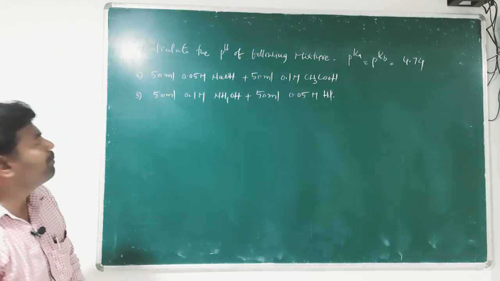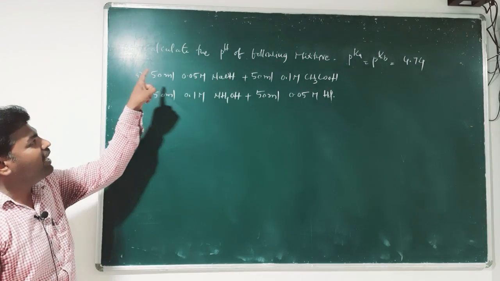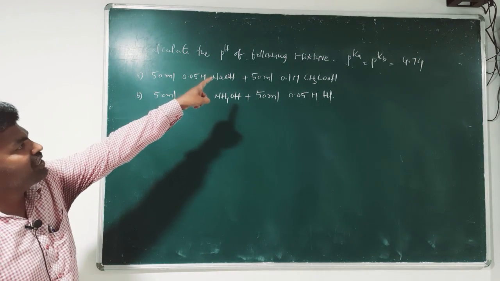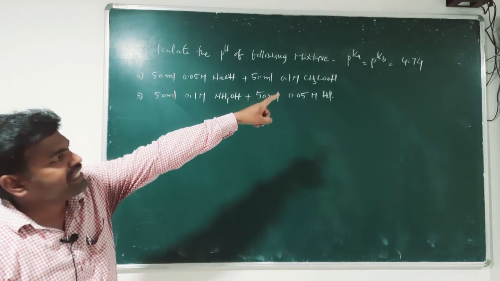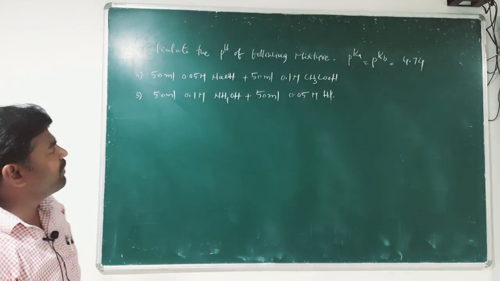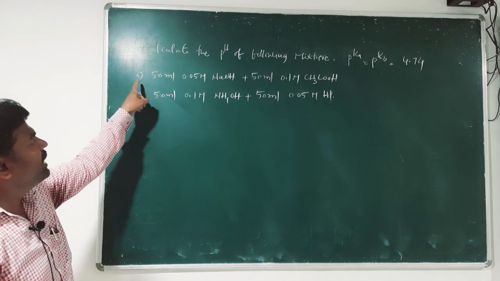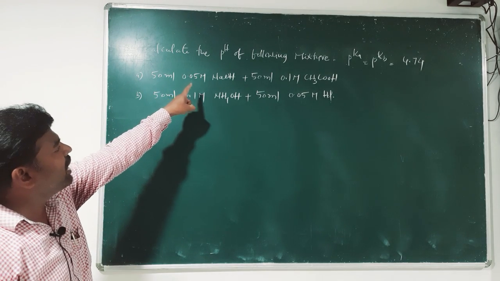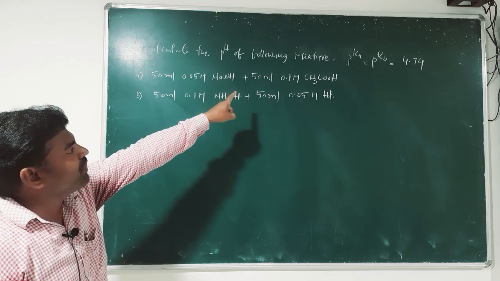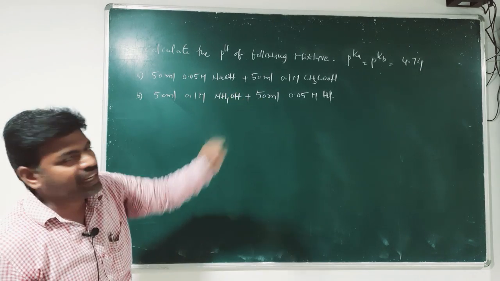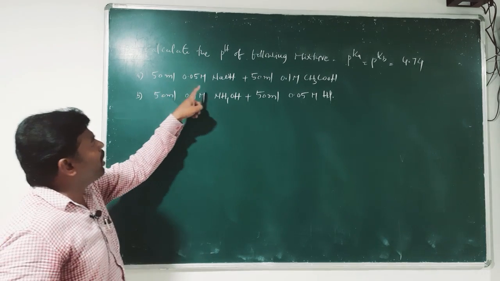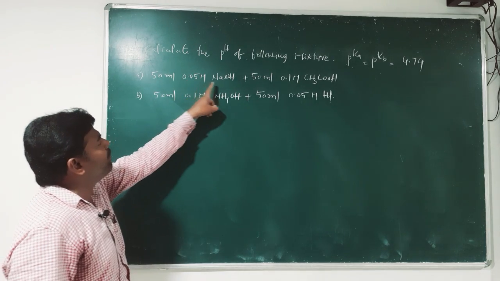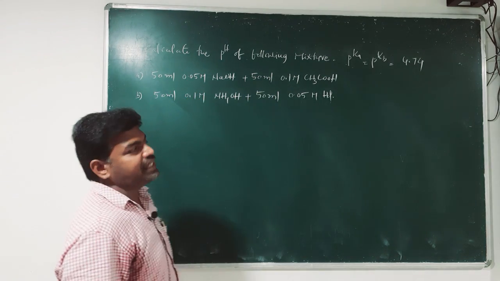The problem 3 is: calculate the pH of the following mixture, and they have given that pKa is equal to pKb, that is equal to 4.74. What is the mixture? 50 ml of 0.05 molar NaOH plus 50 ml of 0.1 molar acetic acid. First you read the problem. By reading this problem, I came to know that it is an acidic buffer.